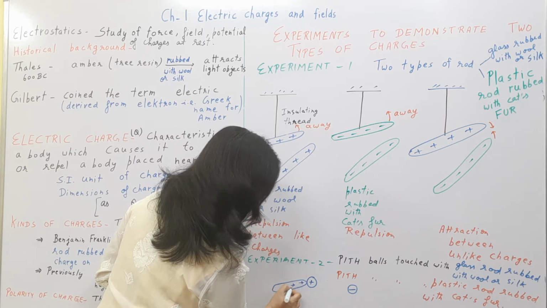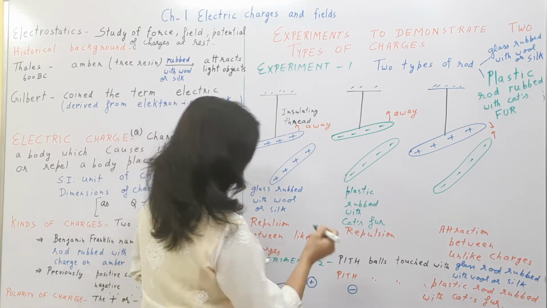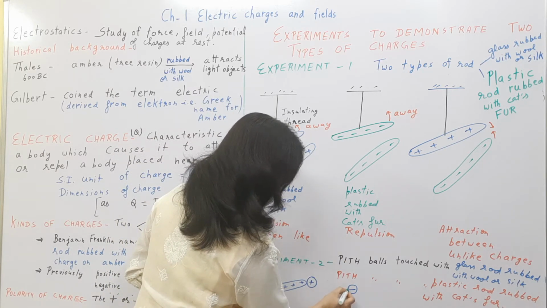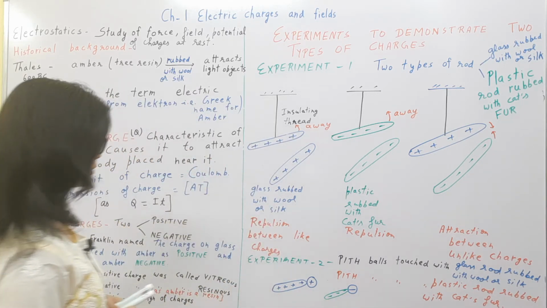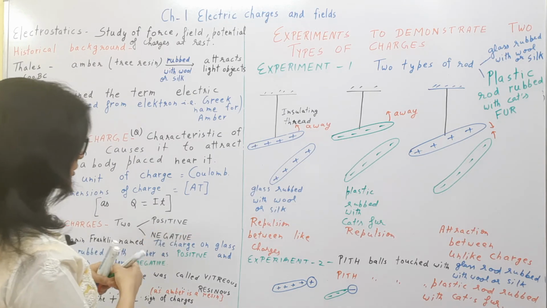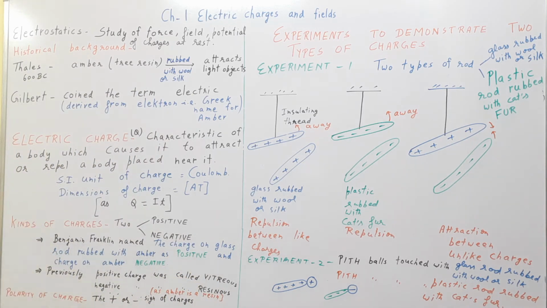This is plus, this is plus, this is plus, this was in contact, and here this plastic rod was in contact. So this got a negative charge. And then these pith balls were used for further experiments. So we'll continue after rubbing the board.